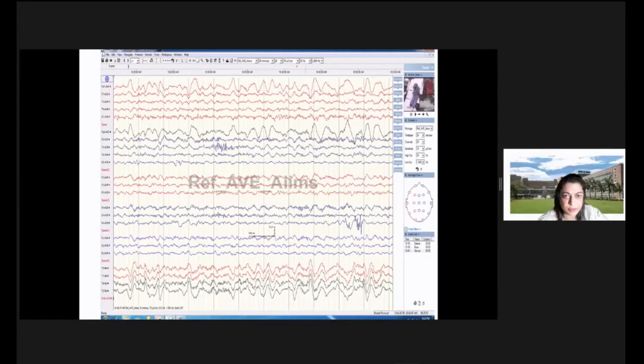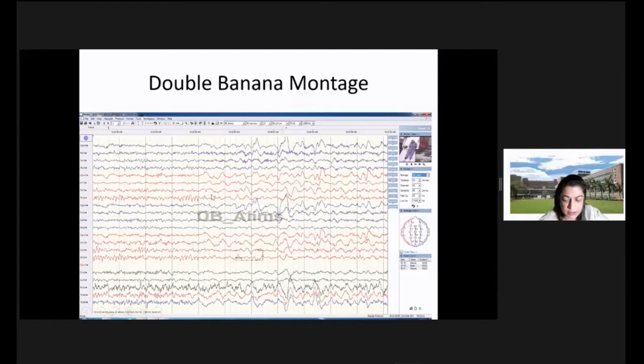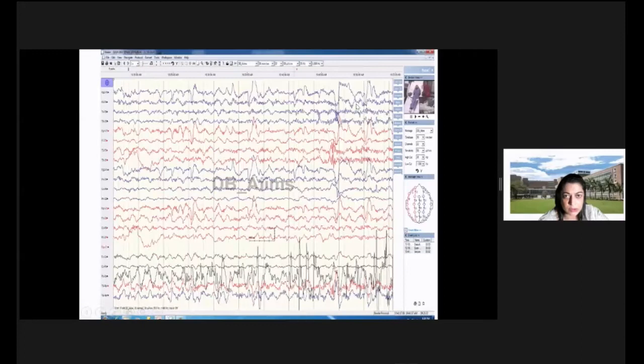We go to the double banana in the same episode, and you can see again here that there was a slowing seen at F3 and F7. As we go along, this was the next epoch. So basically, that was what we found in the EEG. Any comments on that?